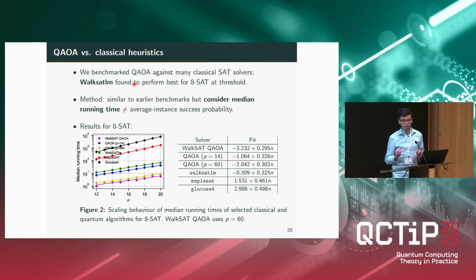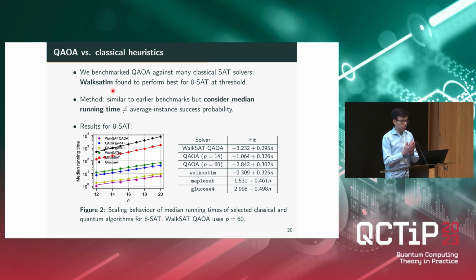And this initial finding actually motivated us to benchmark QAOA against some state-of-the-art classical heuristics, because state-of-the-art heuristics can be a controversial topic. So that's what we did. And we put ourselves in the same setting, working with 8SAT at satisfiability threshold. And in this regime, we found that a specific heuristic, known as WalkSATlm, performed best.